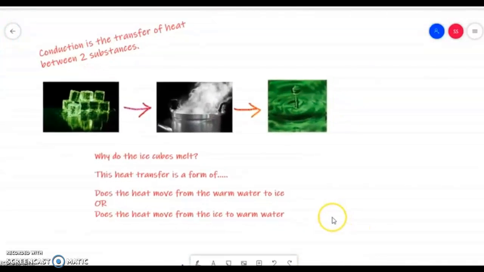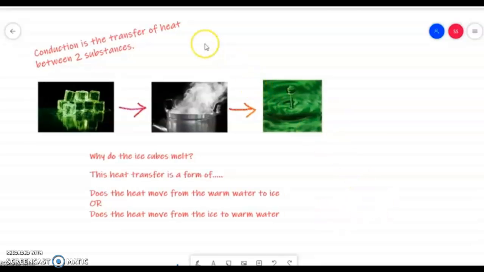So, in our last lessons, we've learned about conduction, which is the transfer of heat between two substances. So if we look at our green ice cubes and we have our warm water, what would happen? The ice cubes would melt, right? That is correct. Because why? Because the heat is transferred to the water. And this is an example of conduction.